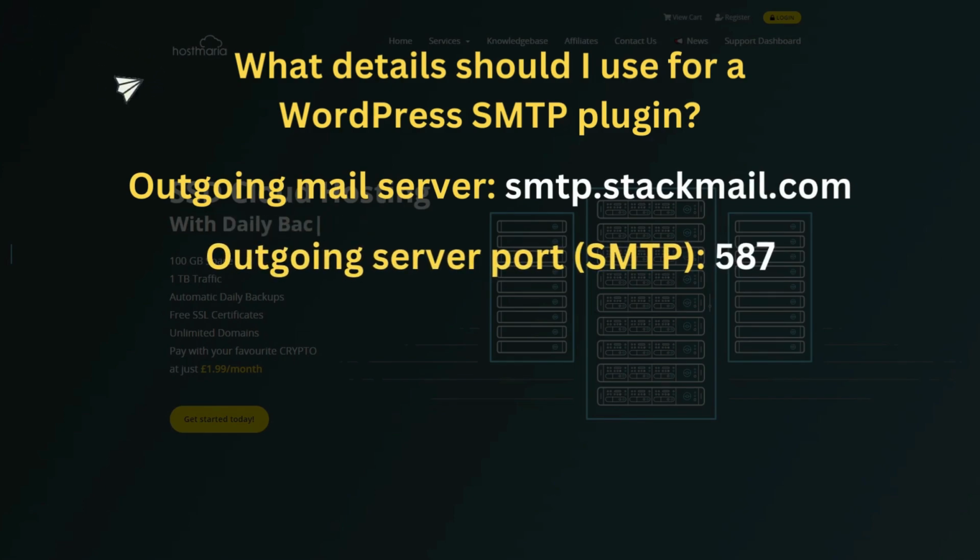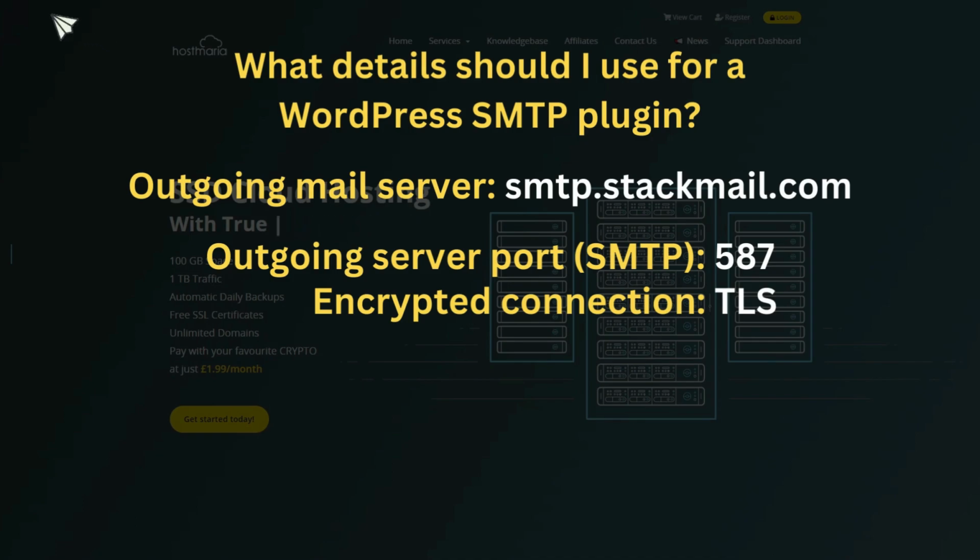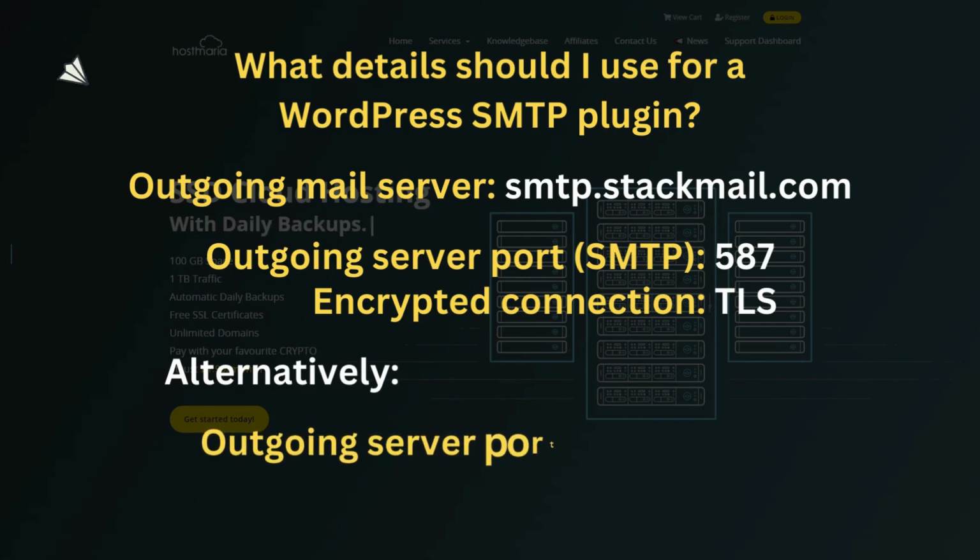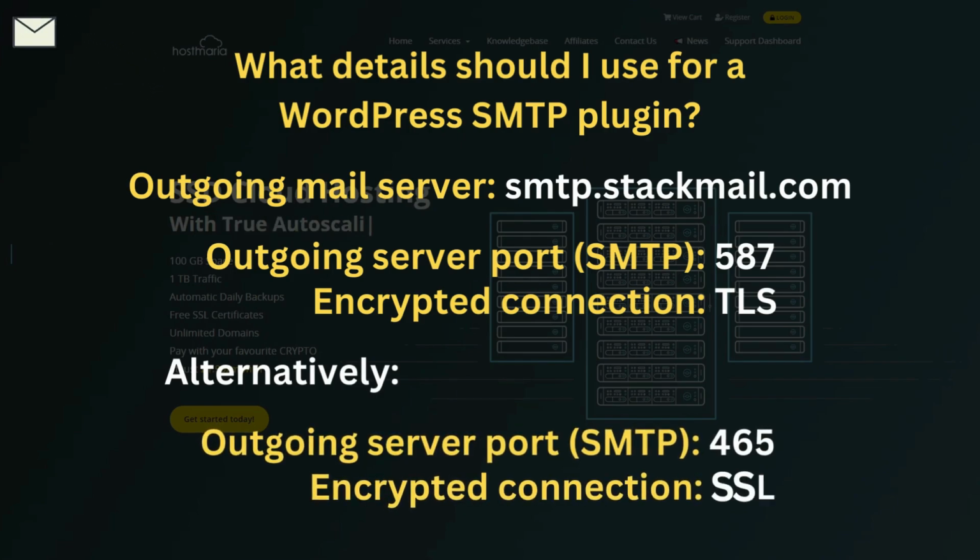Outgoing server port, SMTP, set this to 587, which is the standard port for outgoing mail. Encrypted connection, choose TLS to ensure a secure connection when sending emails. If this does not work, set the outgoing server port to 465 and encrypted connection to SSL.